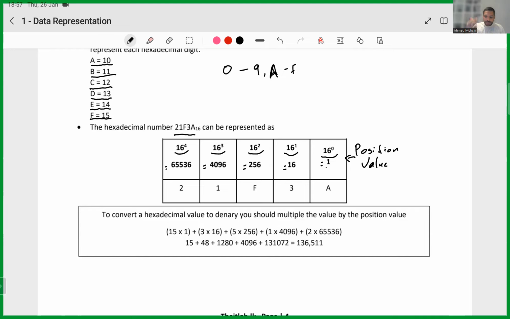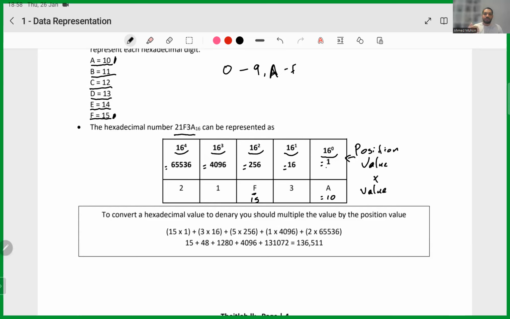Then again, we do the same thing as we have been doing previously. We take the value and multiply it by the position value. Keep in mind, when we say A in hexadecimal, we are referring to 10. Now 3 will remain as 3. But when we talk about F, we are referring to 15. 1 and 2 will remain as they are.